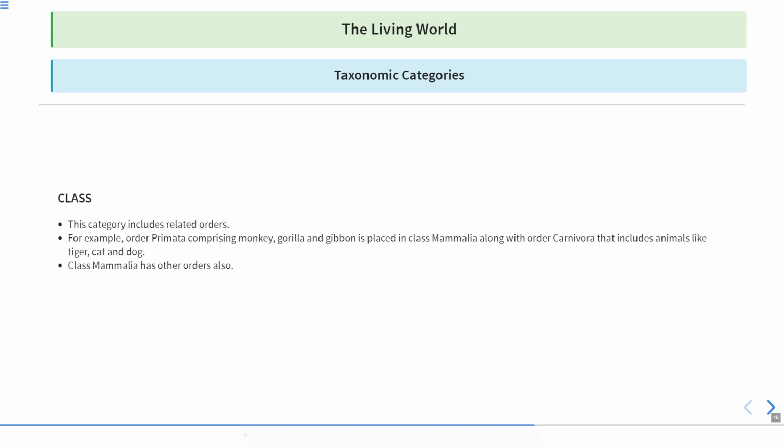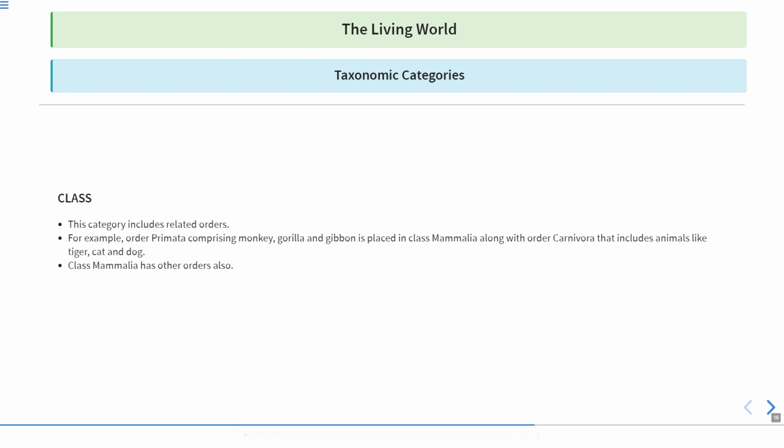Next is the class. This category includes related orders. So many different orders come under one particular class. For example, order Primata, comprising monkey, gorilla, and gibbon, is placed in class Mammalia along with the order Carnivora, that includes animals like tiger, cats, and dogs.